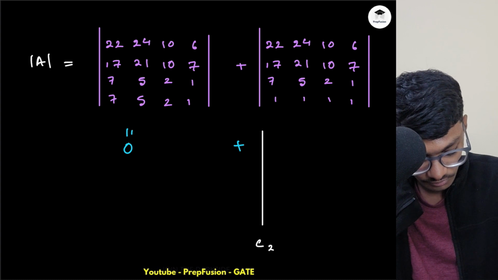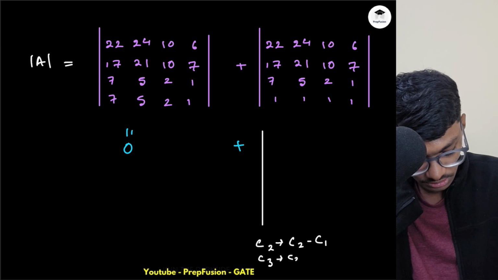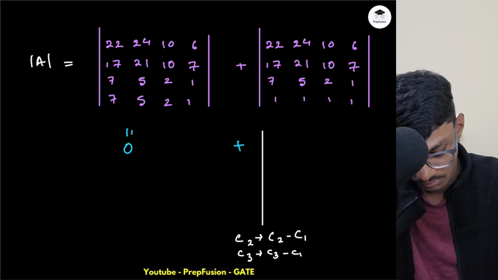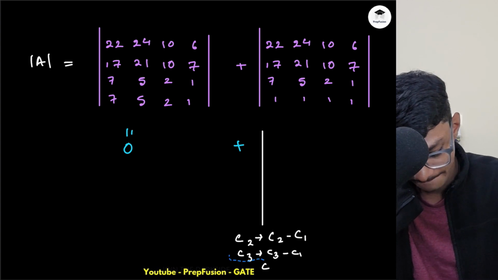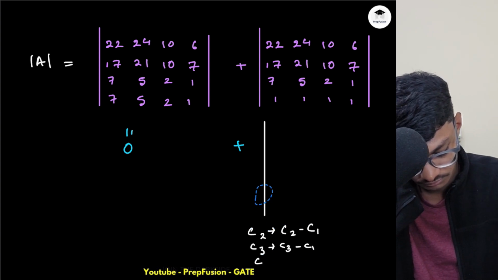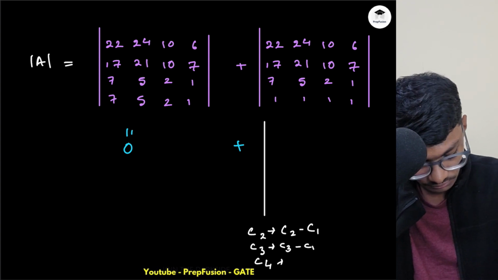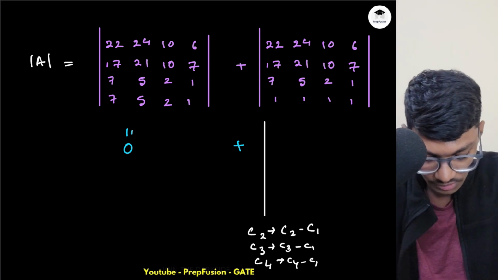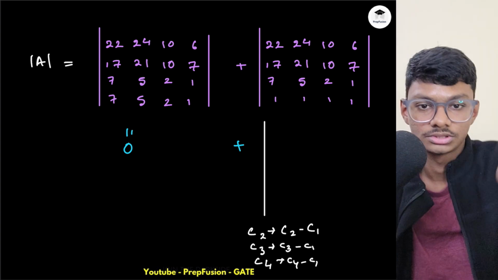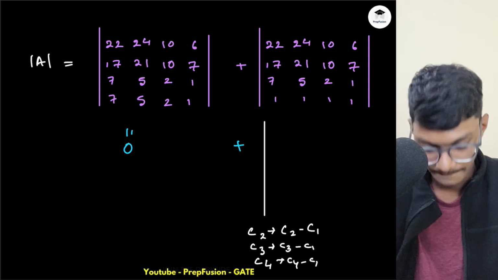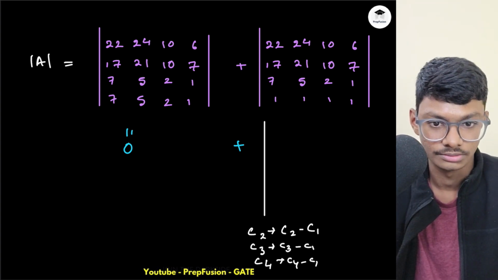Basically what operations you will do, you will change C2 to C2 minus C1, C3 to C3 minus C1, and C4 to C4 minus C1. Okay, so this is what you do. Just hold on a second. Put this camera correctly. Yeah, so everything is recording, right? Let me check. Yeah, this is recording.